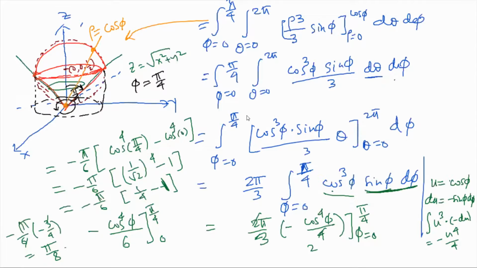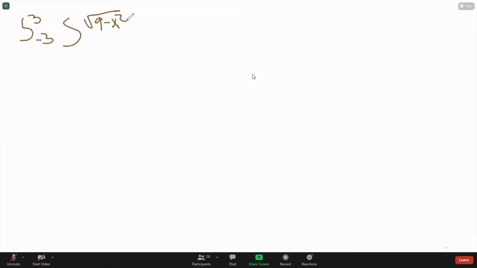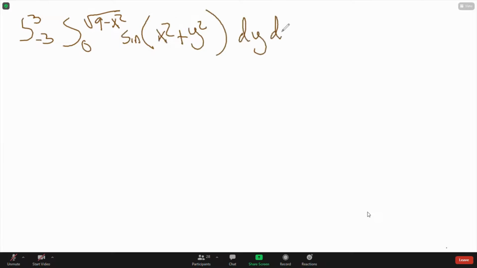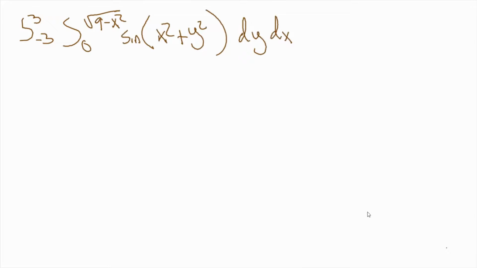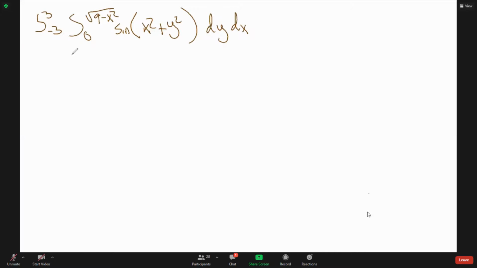Okay, so let me show you the problem set. 9 minus x squared, 0. And because this is a double integral, it's not going to be in 3 dimensions, right? It'll just be in 2 dimensions.